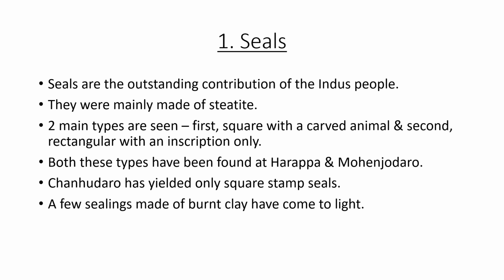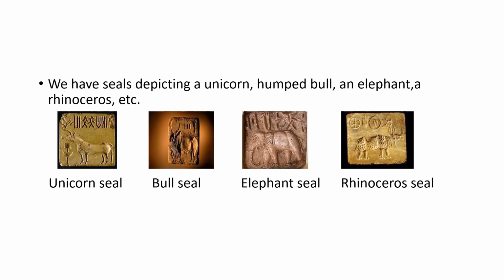A few sealings made of burnt clay have also come to light, and now I will show you some pictures of the seals. We have seals depicting a unicorn, humped bull, an elephant, a rhinoceros, etc. So you have the pictures of the unicorn seal, bull seal, elephant seal, rhinoceros seal.